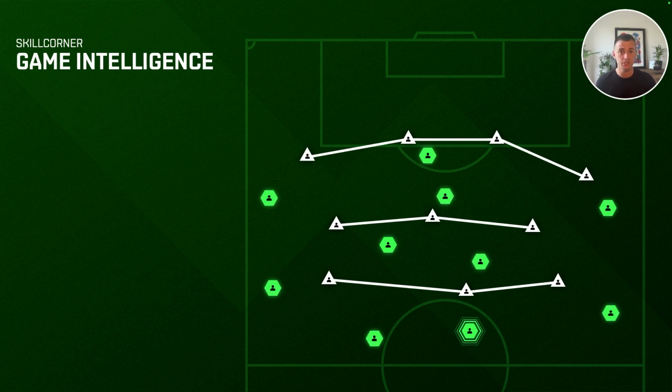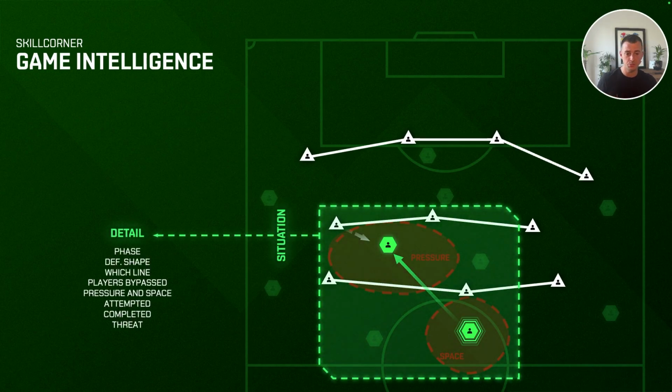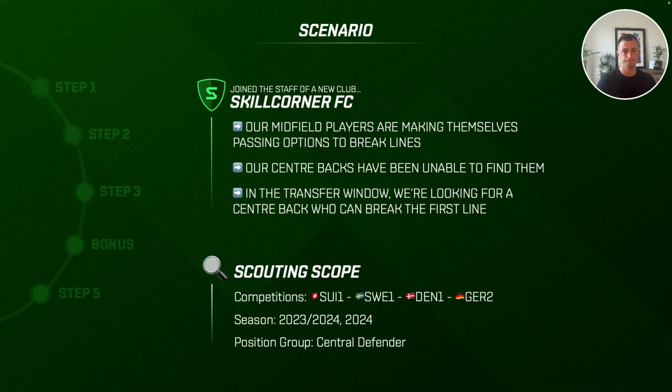But of course, with Skill Corner data, we go an extra layer again, as we know where every single player on the pitch is multiple times a second. What that means for our line breaking passes is we know the pressure that the receiver is under. We know the space that the passer is under. So for every single line breaking opportunity, we have detail, as you can see on screen here. We know the phase, the defensive shape, which line was broken, how many players were bypassed, what was the pressure and space on the pitch. Was it attempted? Was it completed? And if so, what was the threat of that particular moment and that particular pass?